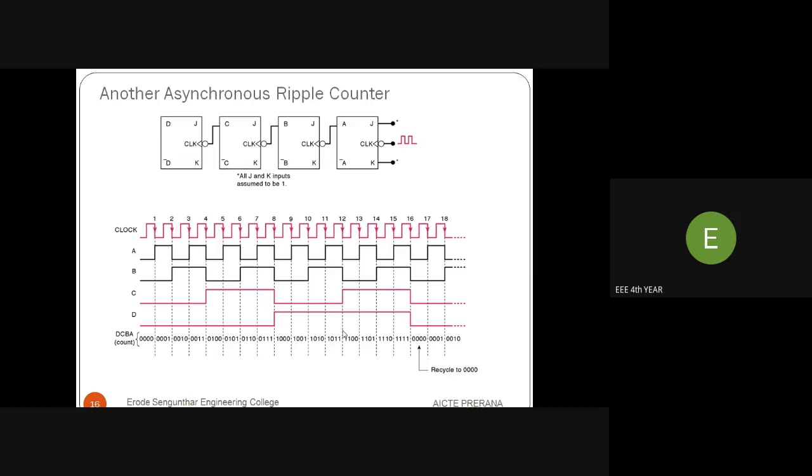Asynchronous counters are ripple counters. JK flip-flop is used. So this is the 4-bit asynchronous ripple counter. See, 4-bit in the sense 0000, 0001, 0010, 0011, up to 1111. So totally 16 counts, right?